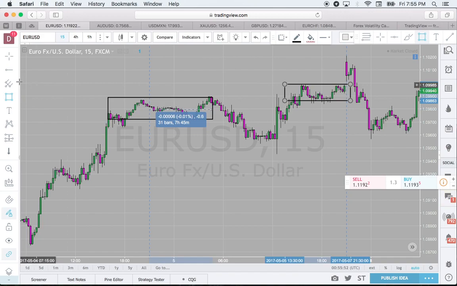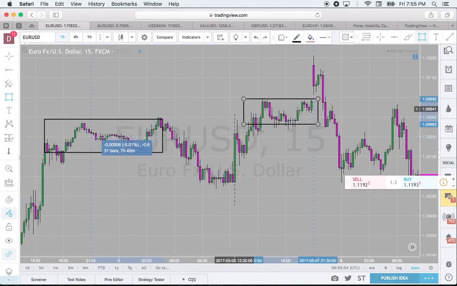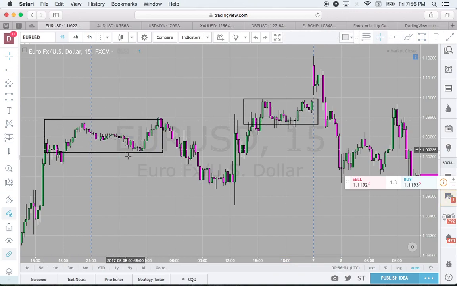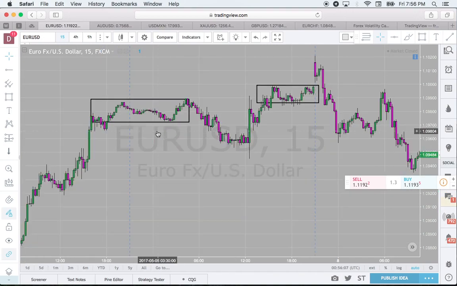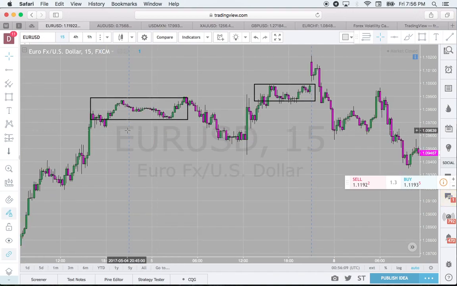So you're not going to want to trade unless you know what you're doing. You're not going to want to get stuck in this consolidation area. You're not going to want to look for highs and lows in this area unless you really know what you're targeting, unless you really know what you're doing.